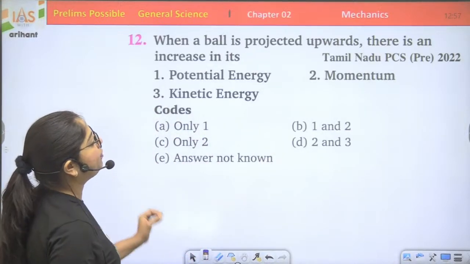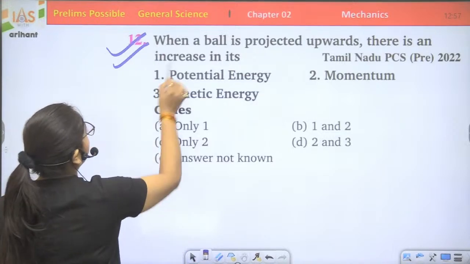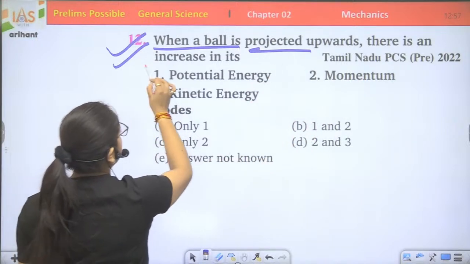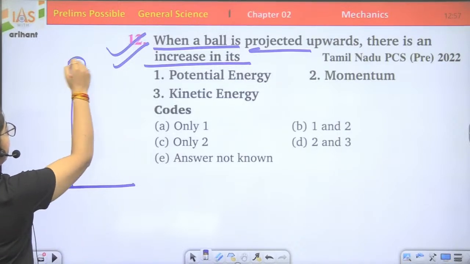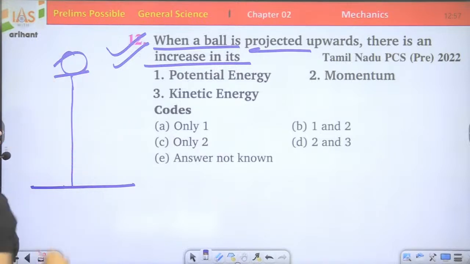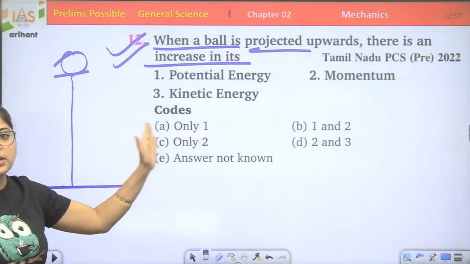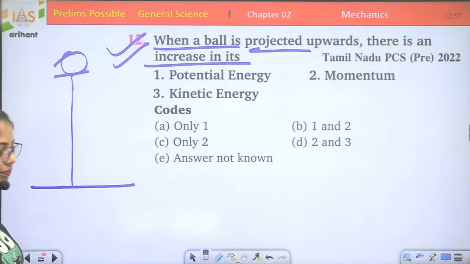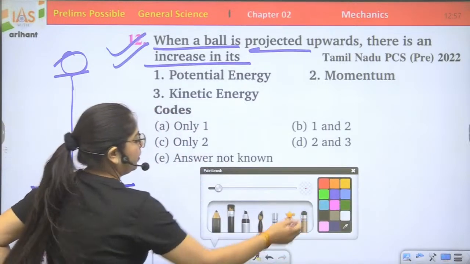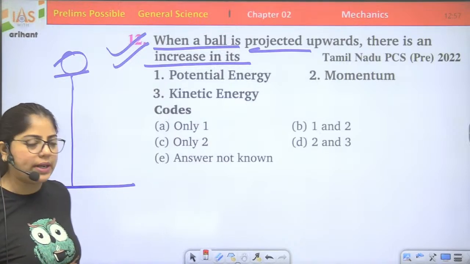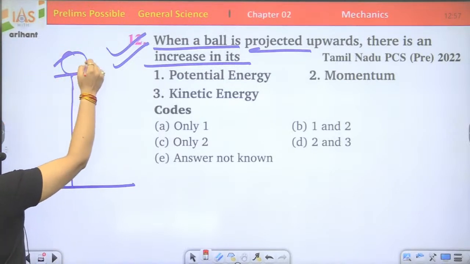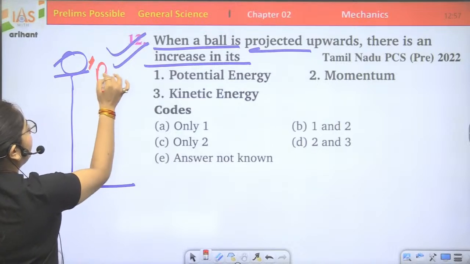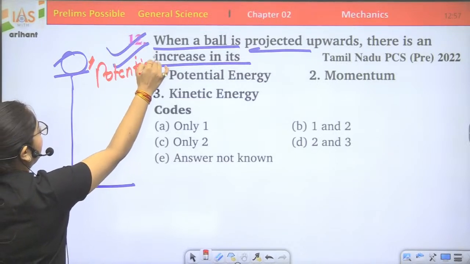Question number 12. When a ball is projected upwards, there is an increase in its potential energy, kinetic energy, or momentum. Which one is the correct option? See, I told you in the first and second questions that when a ball is thrown upwards or projected upwards and it stops at the top, it possesses only potential energy.